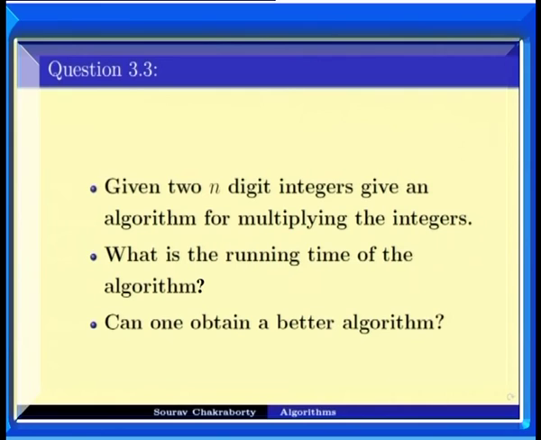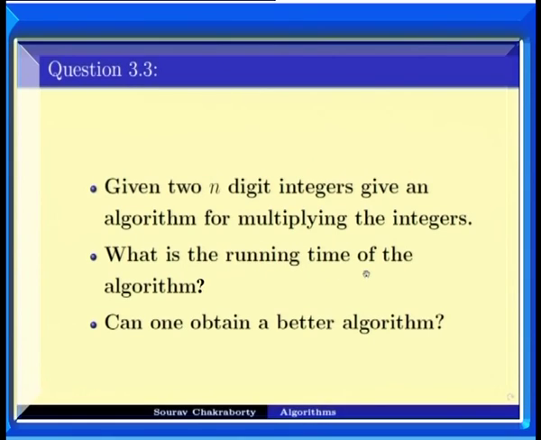The second question is, if I give you 2 n digit numbers and I ask you to multiply them, all of us have multiplied numbers in our high school and we know how to multiply numbers, but I want you to write an algorithm that will multiply these numbers and then try to understand the running time of this algorithm in terms of this number n, which will be the size of the input.